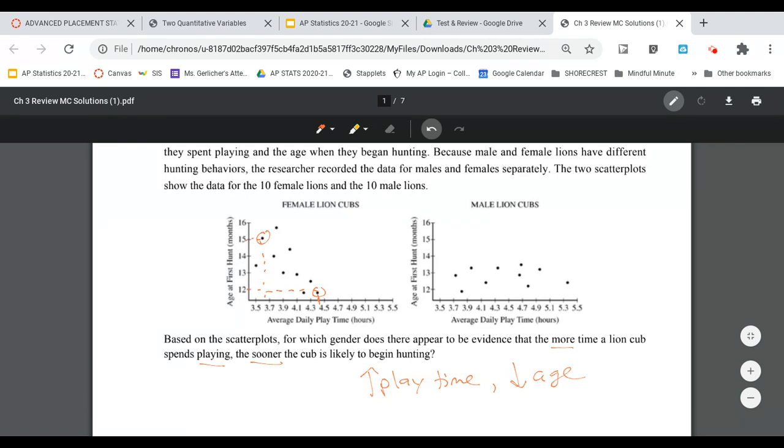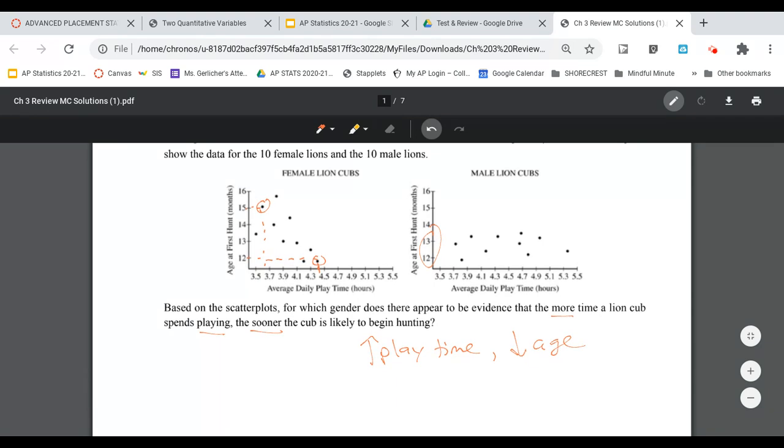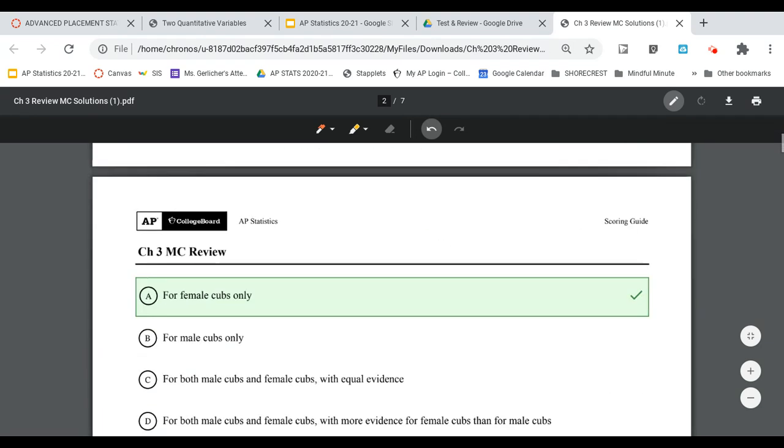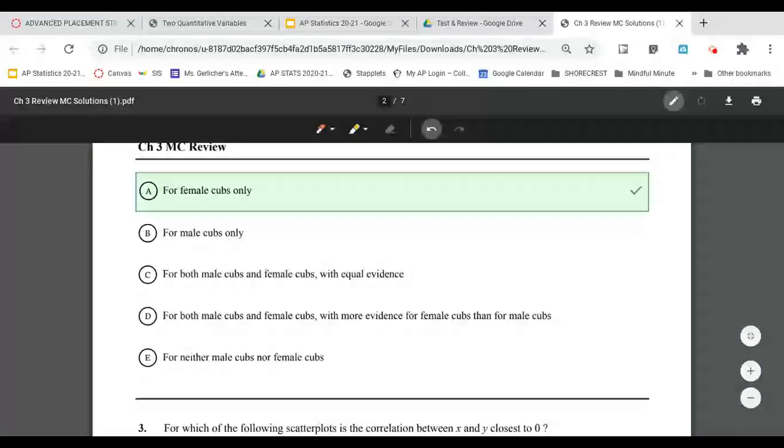On the males, it seems like it doesn't matter how much they play. They're ready to hunt all in about this range. That the playtime doesn't seem to have any effect on the hunting time. So I would say this is true for females, not for males. So there we go. A for female cubs only.